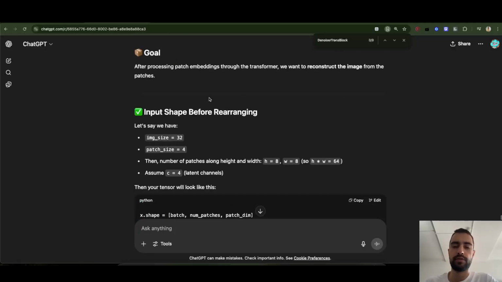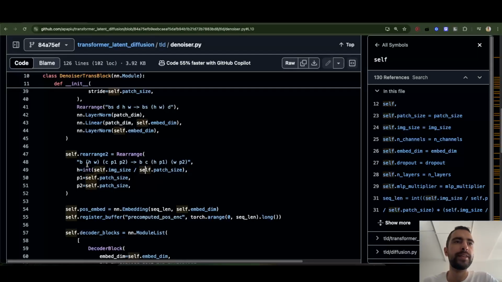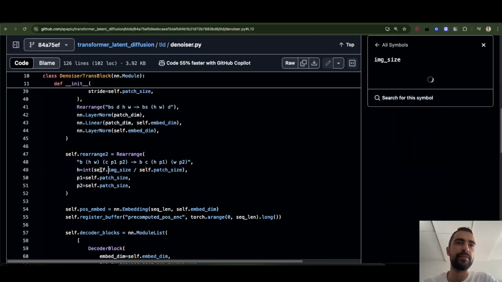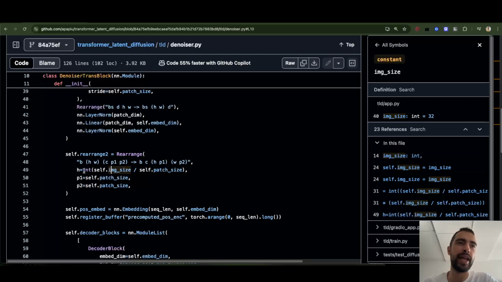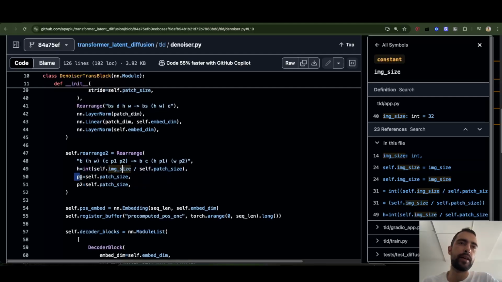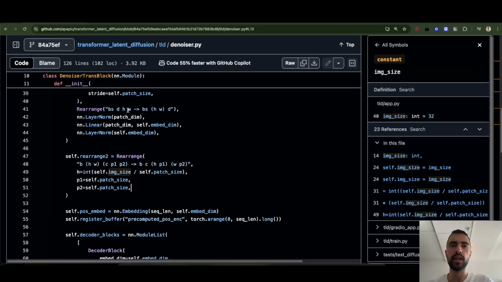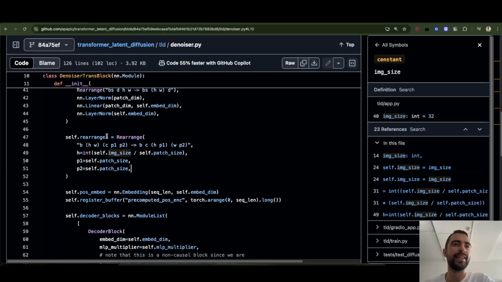When we divide this into these numbers, we need to specify the dimensions. So the height here is going to be image size over patch size, so it's going to be 8. Then the width can be inferred. P1 we need to define as patch size, and P2 is patch size, and then C can be inferred, whatever dimension remains. So that will be it for this init part.